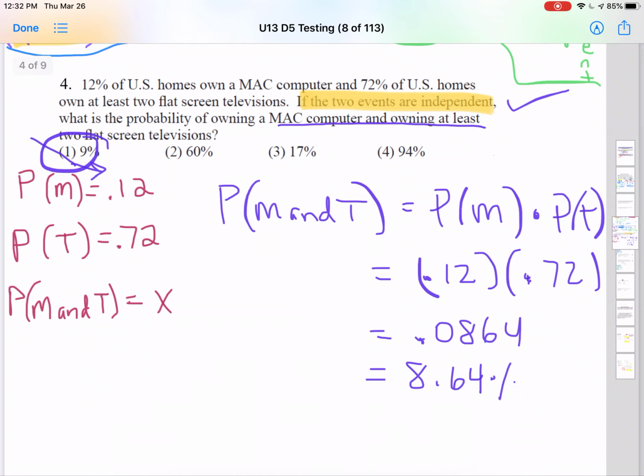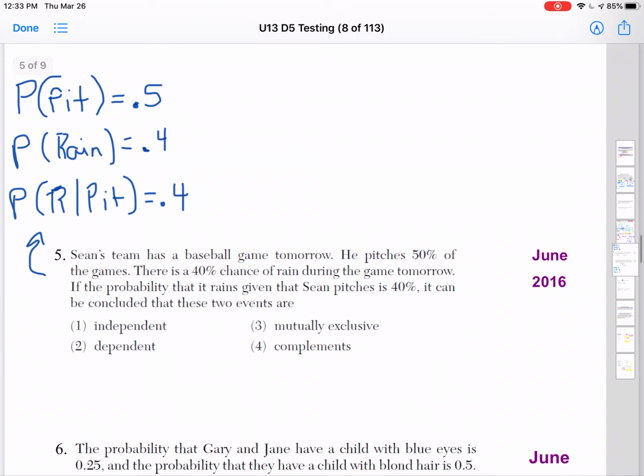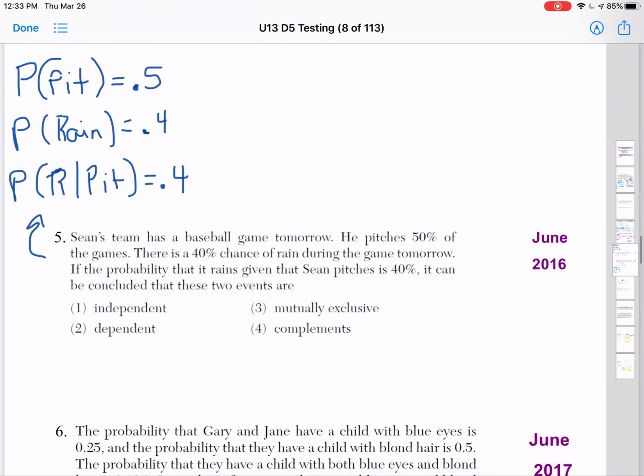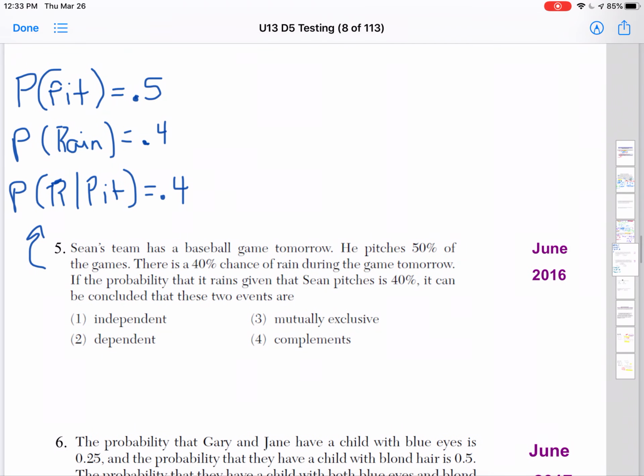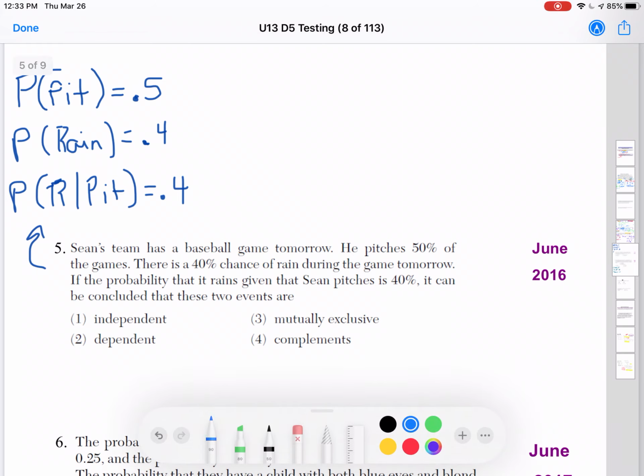Okay, 5. Okay, so I chose to use the space above because there's a lot going on here. All right, let's read. Sean's team has a baseball game tomorrow. He pitches 50%, so you can see that I converted up above to a decimal. There's a 40% chance of rain during the game tomorrow. If the probability that it rains given Sean pitches is 0.4, it can be concluded that these 2 events are.